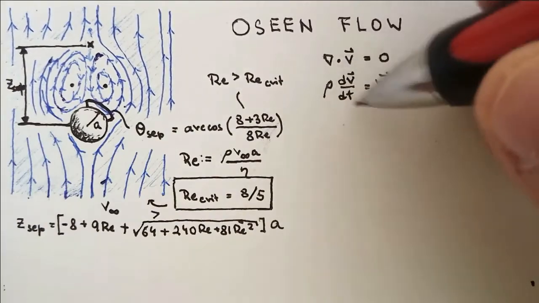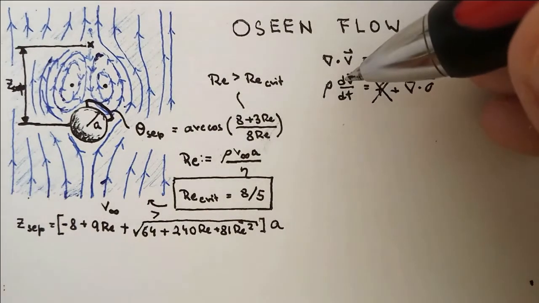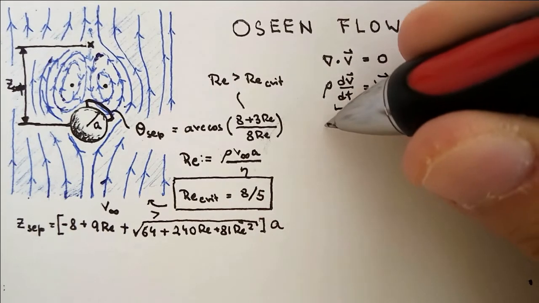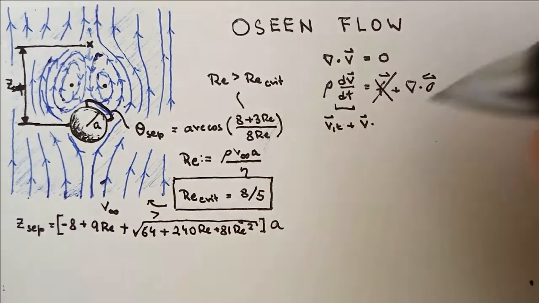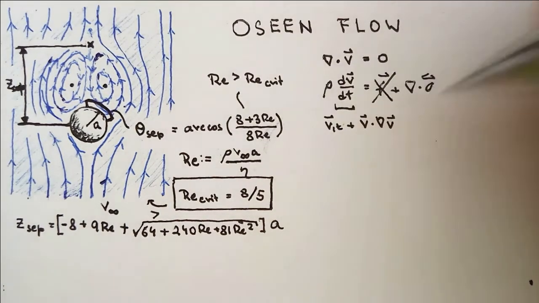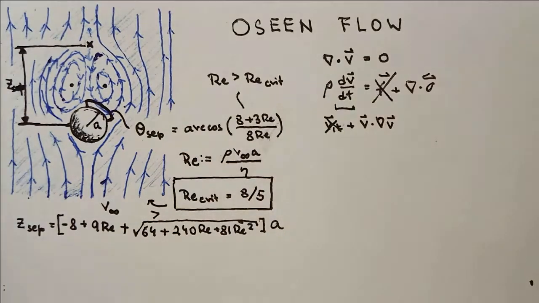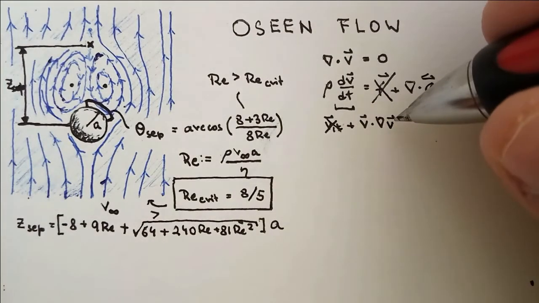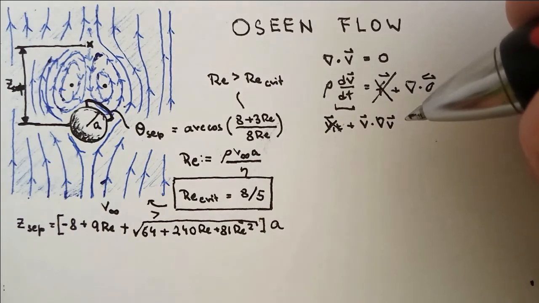And there is also this term, which in the last video we neglected. This term is basically the material derivative, which is the derivative with respect to time plus v dot gradient of v, the velocity. This term is basically zero because we assume the fluid velocity field is stationary. And this term we have neglected. Now we will not neglect it.